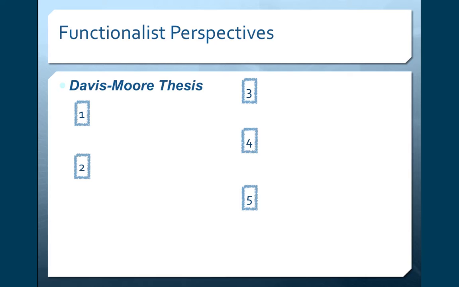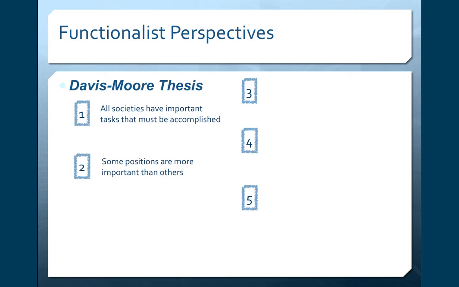And his thesis was based on 5 points. The first being that all societies have important tasks that must be accomplished. Government, banking, the economy, family, education, religion, these are all important functions and tasks that all societies do and have to make the society successful. The second point was that some positions are more important than others. Well, in an organization, not everybody can be a boss, so there are some people with higher levels of responsibilities and others with lower levels of responsibilities in every society.